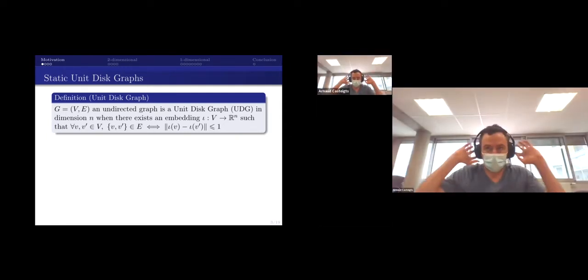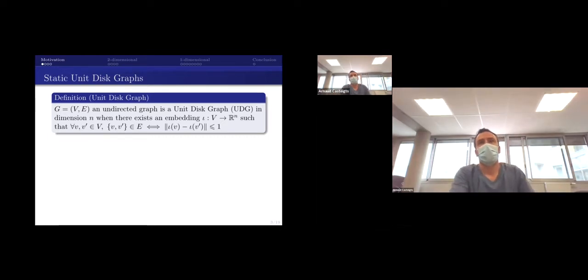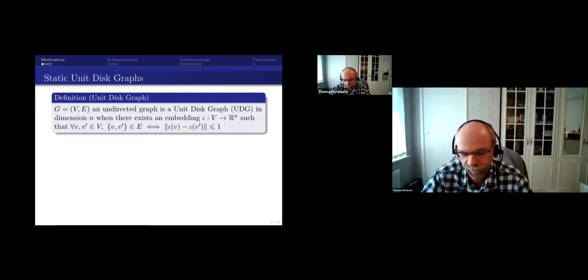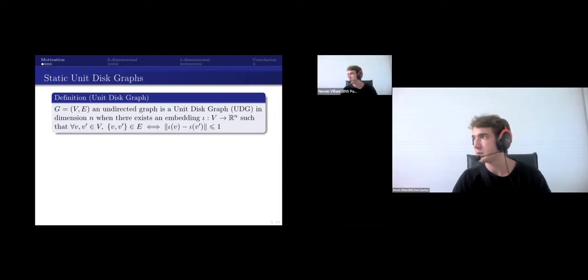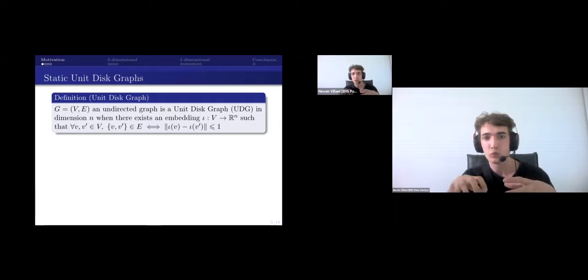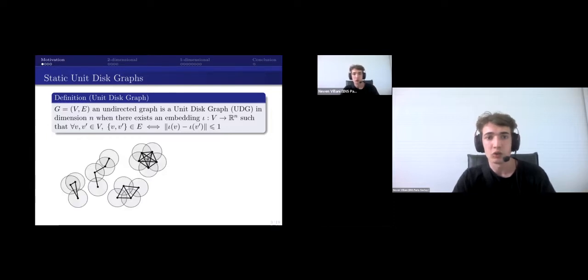Better. Almost, okay. So this is the main object that we'll be working on. It has already been encountered this morning by chance. A graph is said to be unit disk when its vertices can be embedded in the space in such a way that two vertices are linked if and only if they are close enough in the space. You can equivalently define this as vertices being mapped to disks which intersect each other if and only if the vertices are linked.